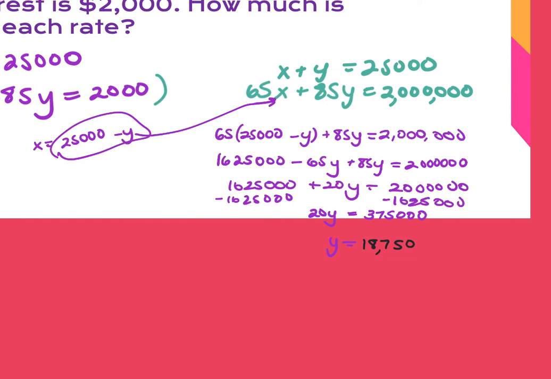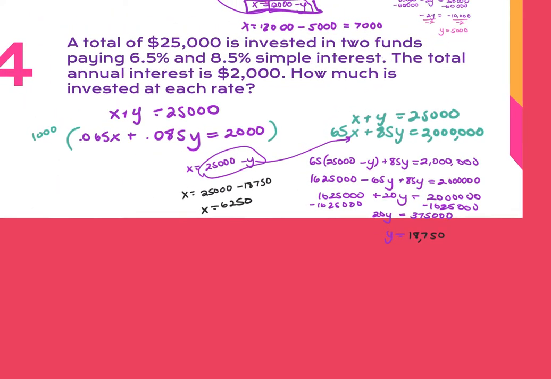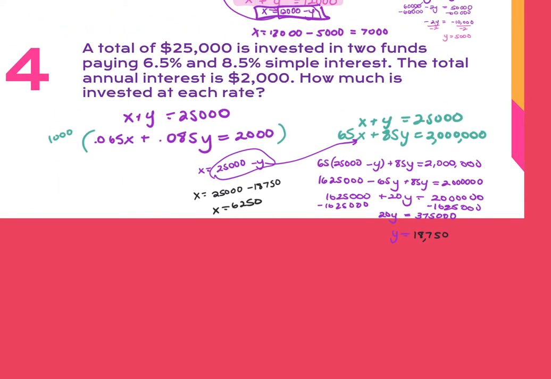All right, so the amount invested at Y is 18,750, and then X is going to equal 25,000 minus that, $6,250. So I think that's what I was checking. WebAssign will say how much invested at this and invested at that.